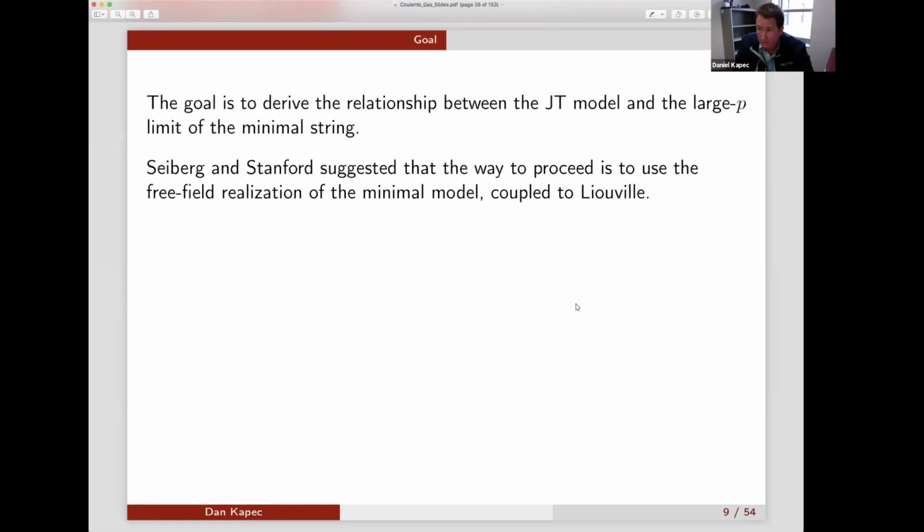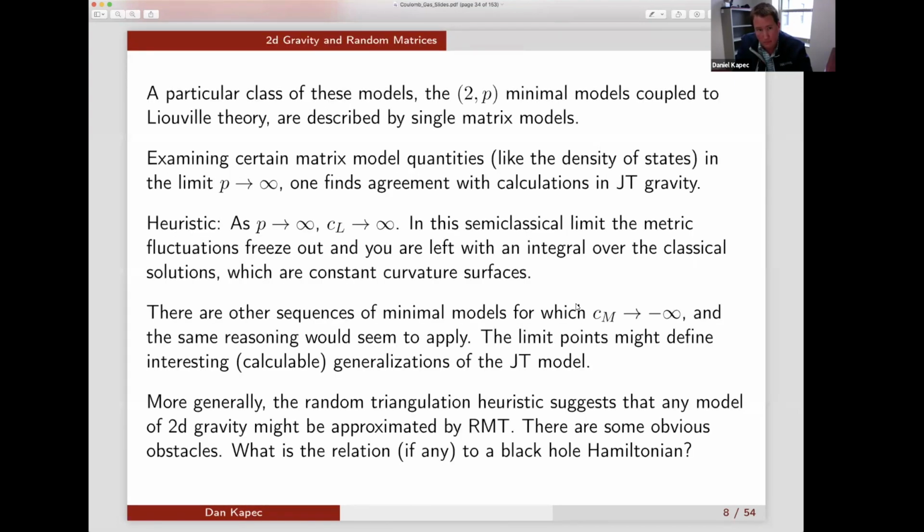Could you go back to the previous transparency? This one or the one before? No, this one. So this last statement that the random triangulation suggests that it should be approximated by random matrix theory. What exactly do you have in mind? So, well, I just have in mind the original heuristic for why this matrix enters the picture, which is just that you're trying to simulate the integral over metrics and the sum over topology with random triangulations, and you approximate it and try to take a continuum limit. That there are known difficulties doing that beyond C=1 matter.